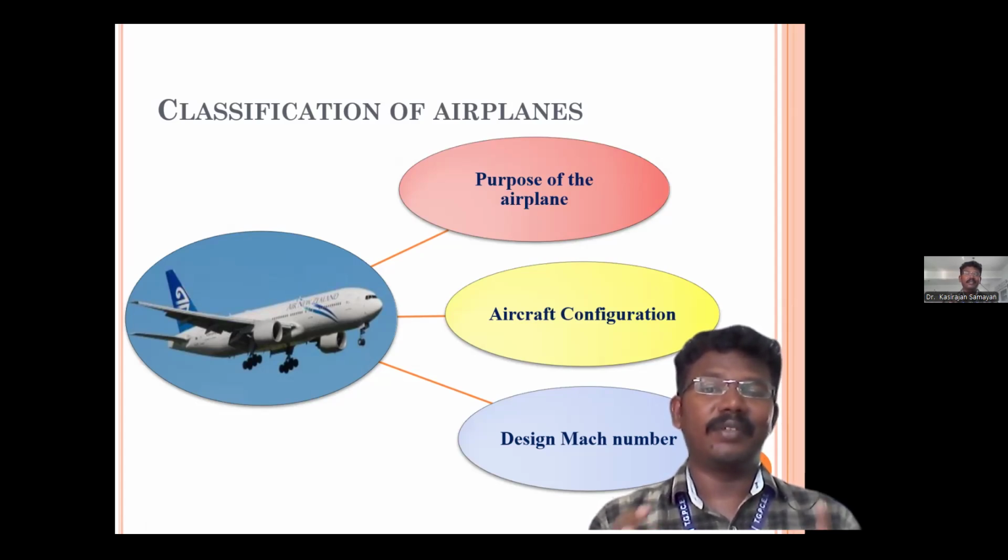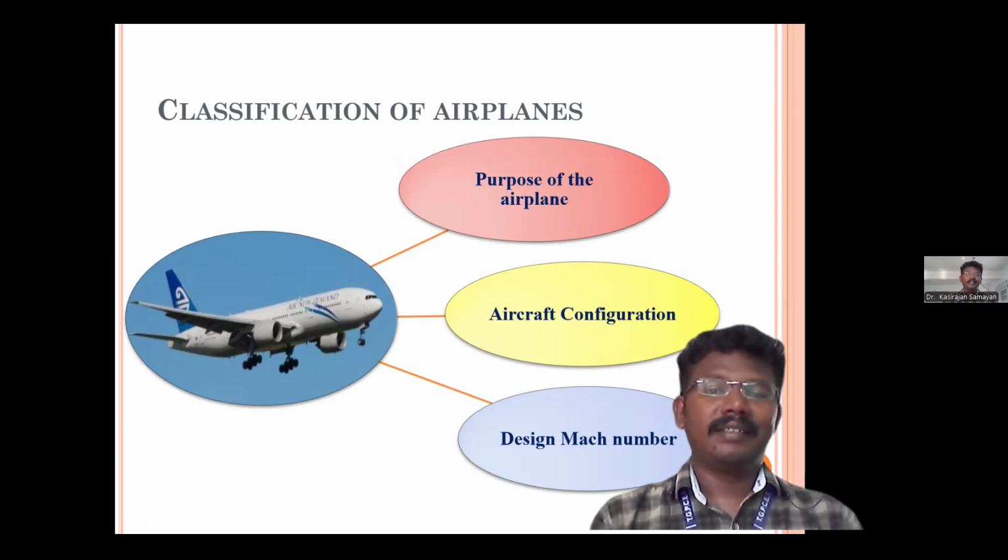What type of wings are we going to choose for our design? There are different types of wings. What type of fuselage structure are we going to choose for our design, and the tail section also, and what type of equipment, power plants and control system. Based upon that, we can classify, and these come under the aircraft configuration.